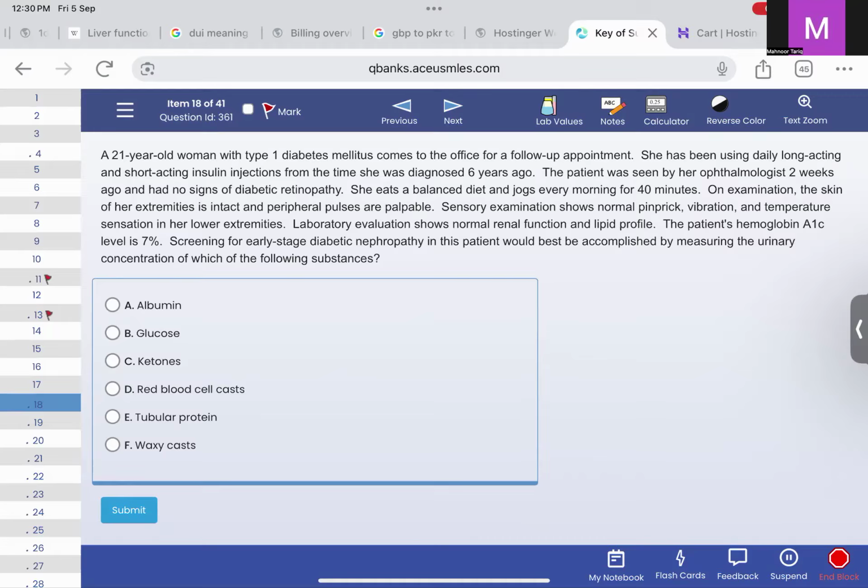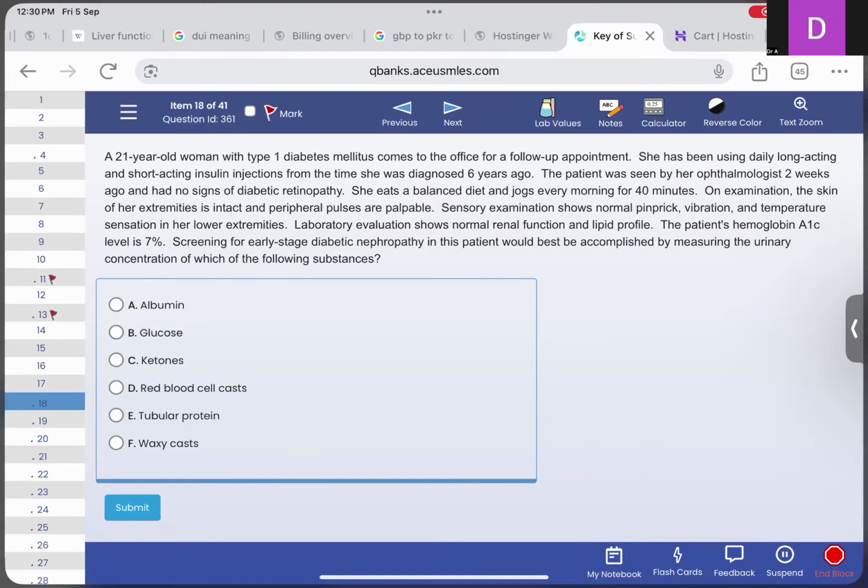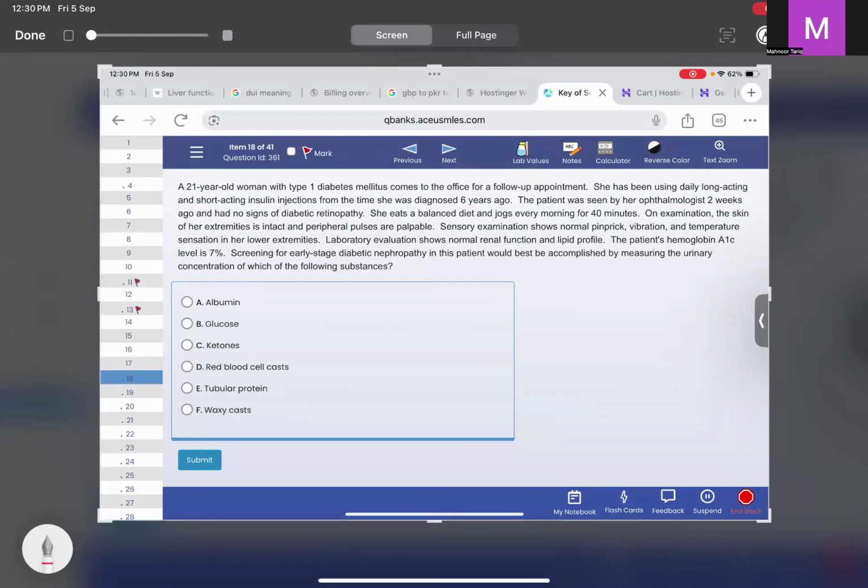Screening which of the following would be accomplished by measuring the urinary concentration of which of the following substances? So, what are they asking about? Screening of early stage diabetic nephropathy, which would be accomplished by measuring which concentration? Albumin. So albumin, not creatinine. This is the diagnostic for early stage diabetic nephropathy.